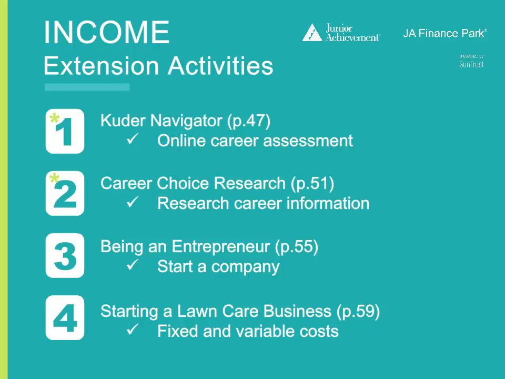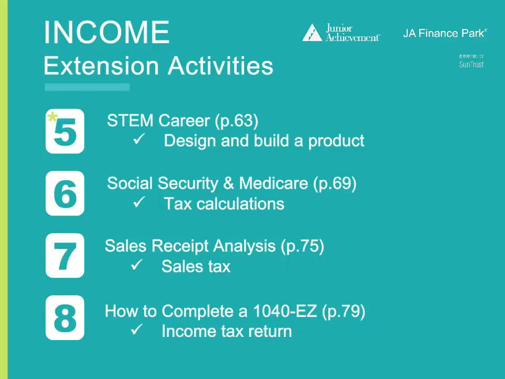Extension 4 teaches students how to identify and project fixed and variable costs for a business. In Extension 5, students learn about different STEM careers and practice using their innovation by building a pencil holder out of a single sheet of paper. In Extension 6, students review tax tables and practice calculating taxes given different income. In Extension 7, students practice computing sales tax and the final cost of items.